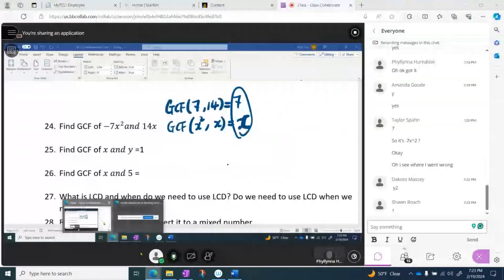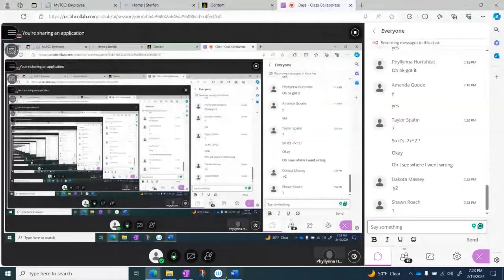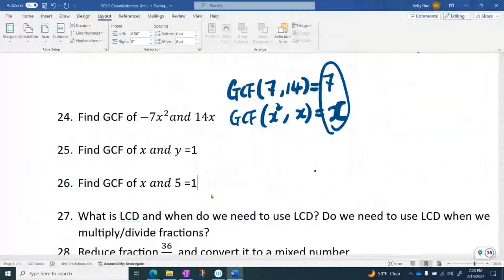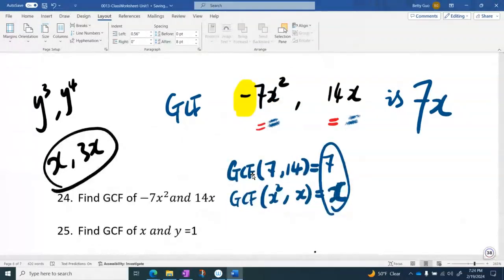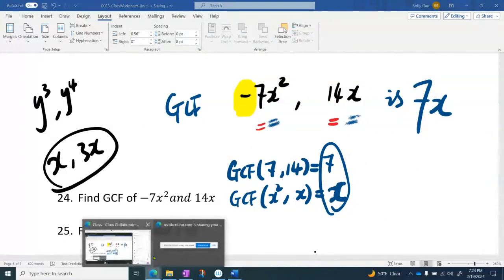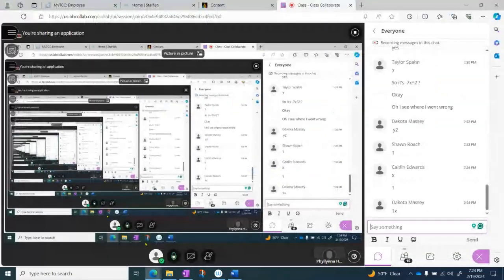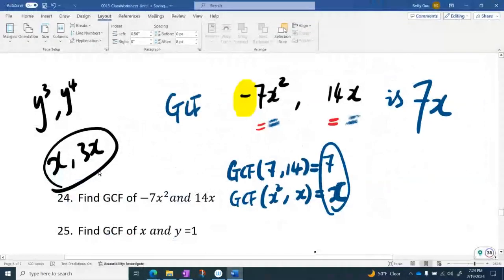Is 1 as well, exactly. And what's the GCF of x and 3x? Exactly, x. First special case again: x is a factor of 3x, right? Literally, 3x is 3 times x.